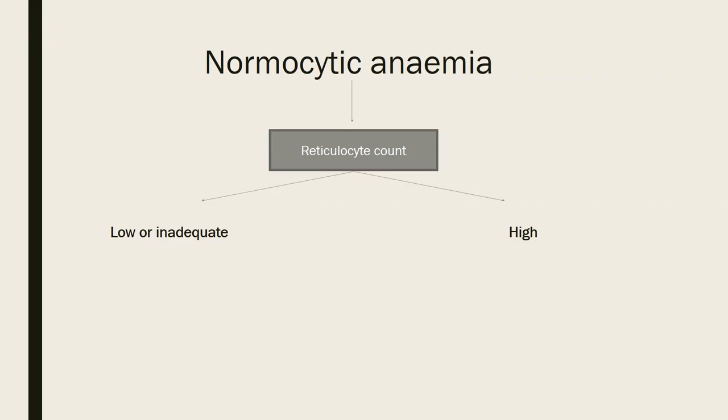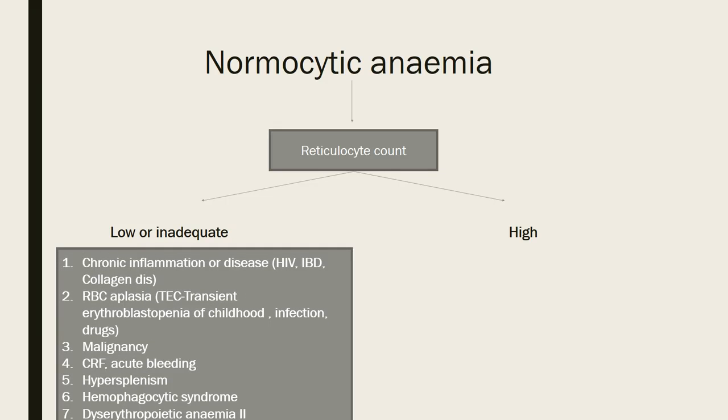Now, normocytic anemia. If the size of the RBC is normal, between 80 to 100 femtoliter, then go for the reticulocyte count. If it is low, inadequate, then you have to think either it may be due to chronic inflammation or disease, or it may be due to RBC aplasia, example transient erythroblastopenia of childhood, or infection or drug, or it may be due to some malignancy, or it can be due to chronic renal failure or acute bleeding, or it may be due to hypersplenism, or it may be due to hemophagocytic syndrome or dyserythropoietic anemia type 2.